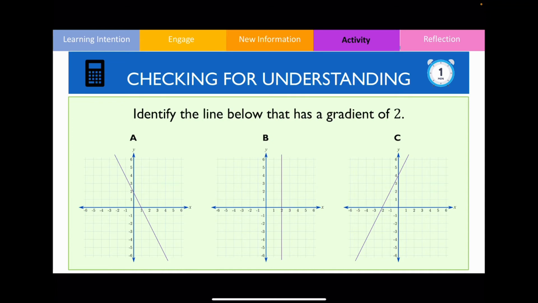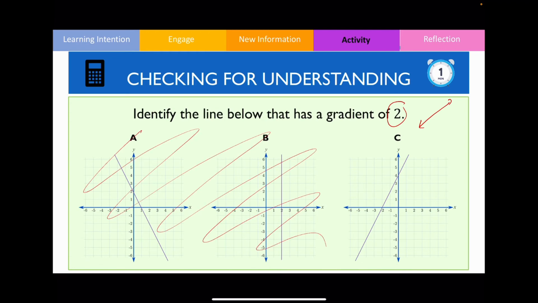Have a go with answering this question over here. It reads, identify the line below that has a gradient of +2. Now, in order to answer this question, I know that we could actually do this by using the formula to calculate the gradient, but for this particular question, you don't actually need to do it for a multiple choice question. Notice that your gradient value is a positive value, and we know that all positive graphs go in this particular direction.